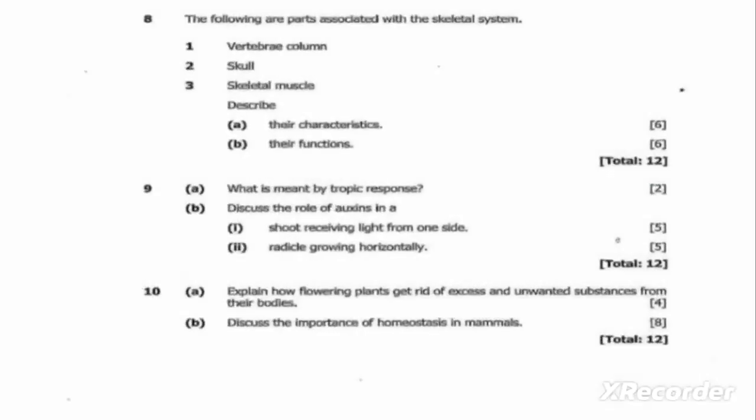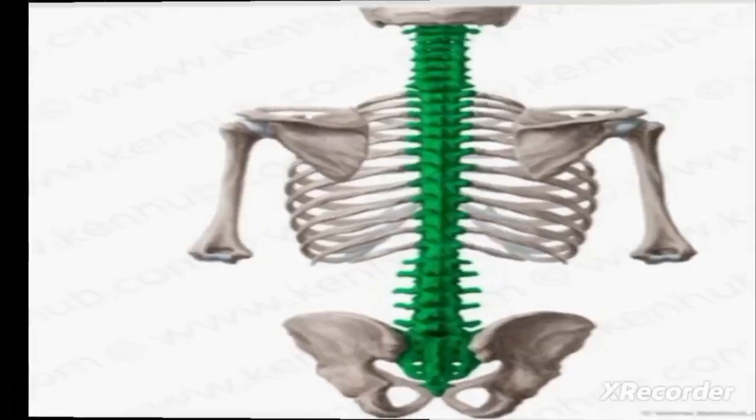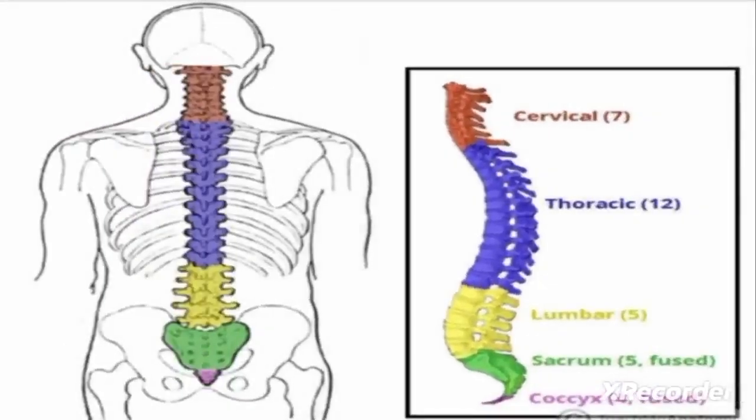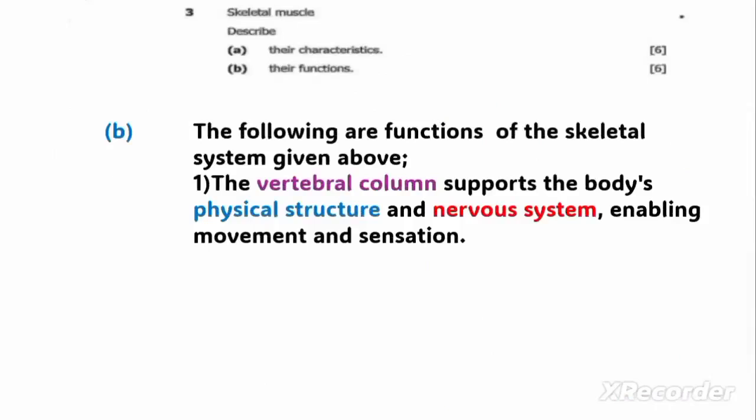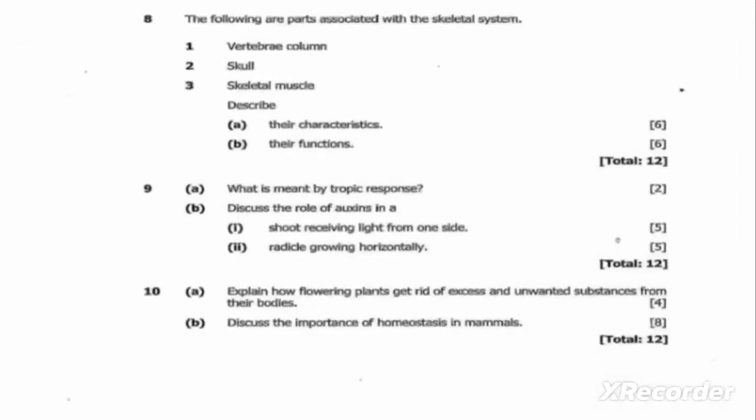Now let us look at the function of these 3 parts. We are going to start with the function of the vertebral column. The vertebral column supports the body's physical structure and nervous system, enabling movement and sensation. So the function of the vertebral column is to offer physical support. Let us also look at the function of the skull.